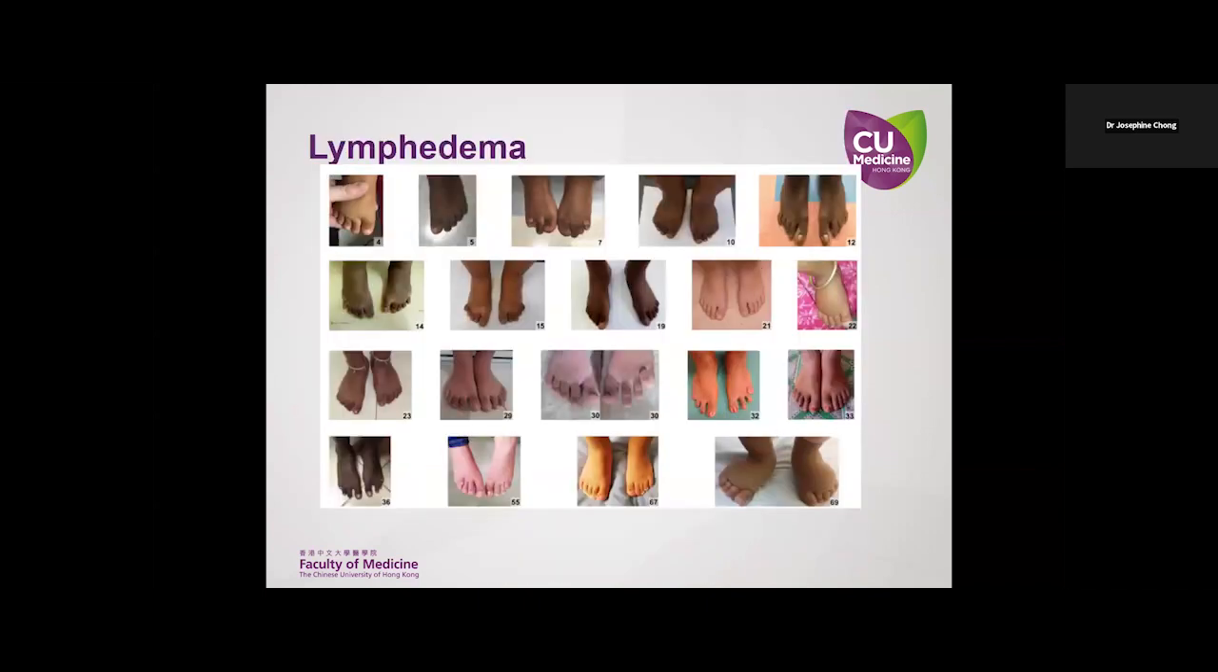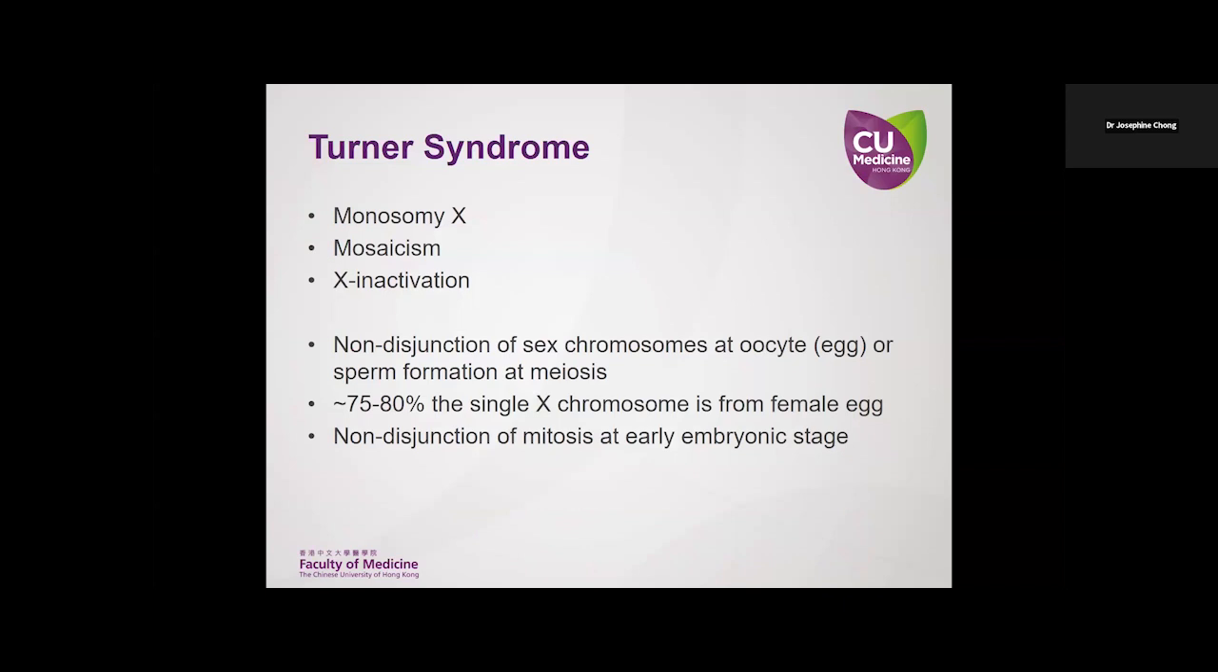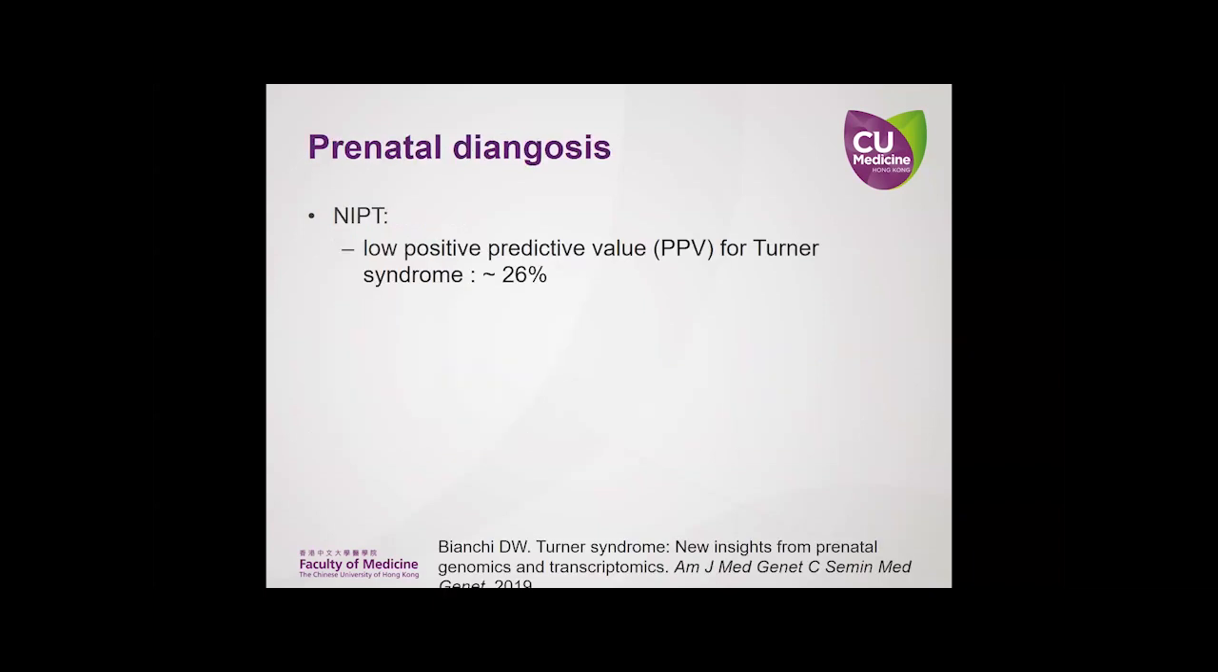But lymphedema is relatively easy to identify. You can see lymphedema is quite obvious, and the edema is non-pitting. This is one of the features that could help you identify, especially those patients with mosaic Turner syndrome. 75 to 80% of the single chromosome is from the female egg, and the non-disjunction of mitosis at an early embryonic stage has already happened.